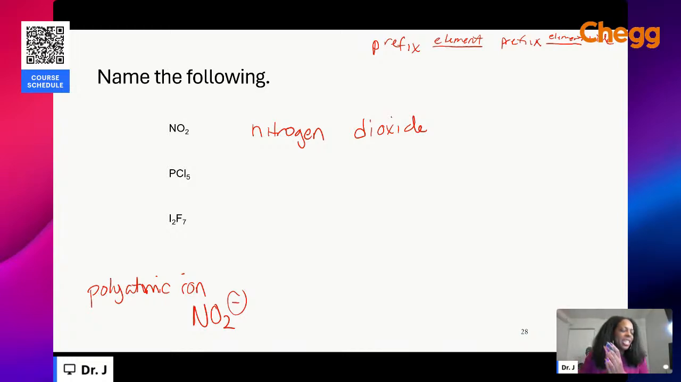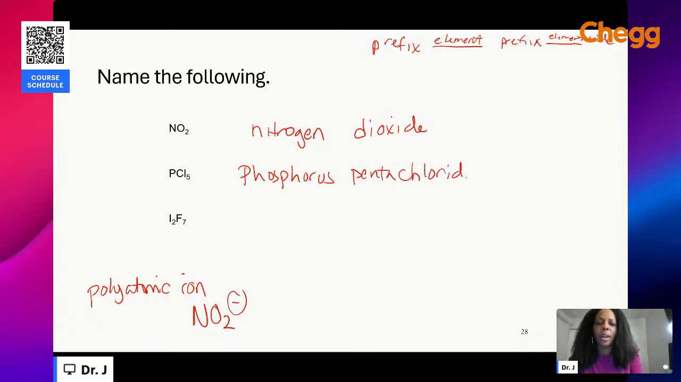I see some other guesses coming through from Manny and Tridu from TikTok for the next one for PCl5. And both of you all saying phosphorus pentachloride, absolutely perfect. So phosphorus, penta, that's good. The penta means 5, then chloride, IDE, okay? Perfect.